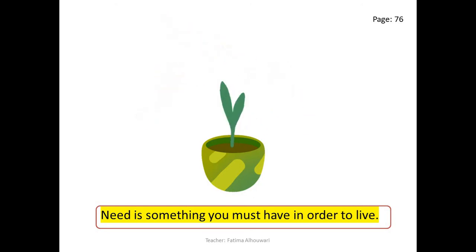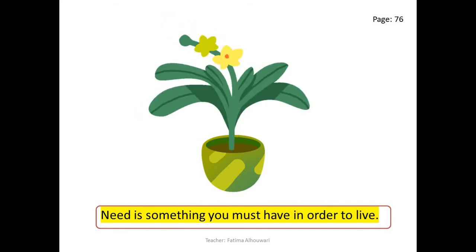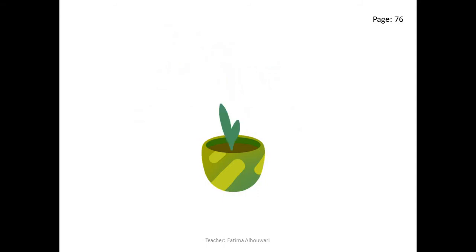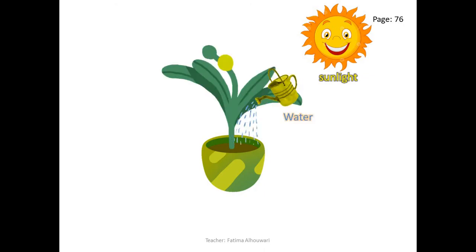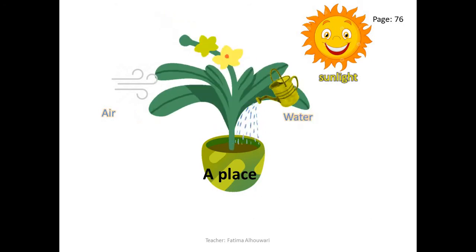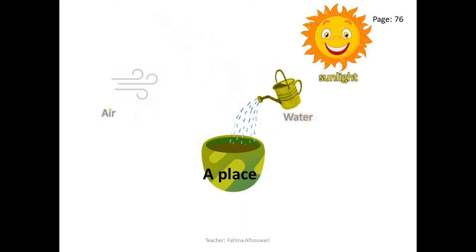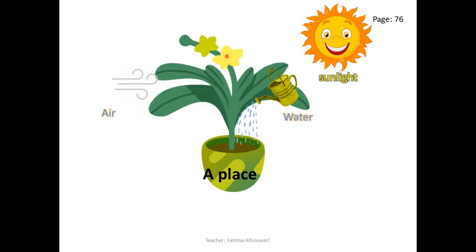Need is something you must have in order to live. Great job, grade 1. Again, grade 1, can you tell me, what does this plant need? Did you say sunlight, water, air, and a place? If so, you're totally right, grade 1. Excellent. This plant needs 4 things: sunlight, water, a place, and air. That's it.